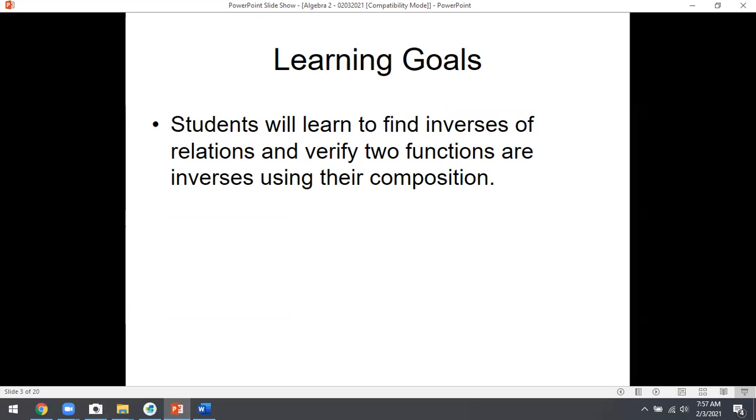Here we go. LGs today, learn goals. Learn to find inverse relations. Weird topic today. And how do you check if 2 functions are inverses? You might recall from units long time ago, first semester, that an inverse is a function that undoes another function. So we're kind of back to that.